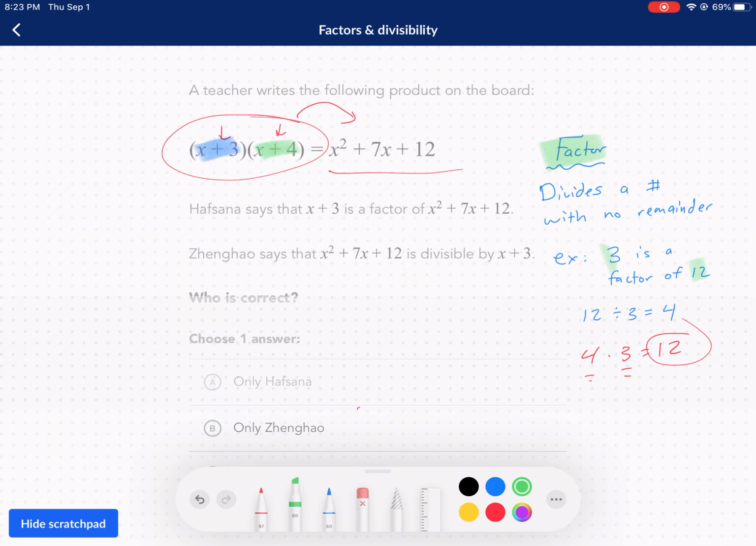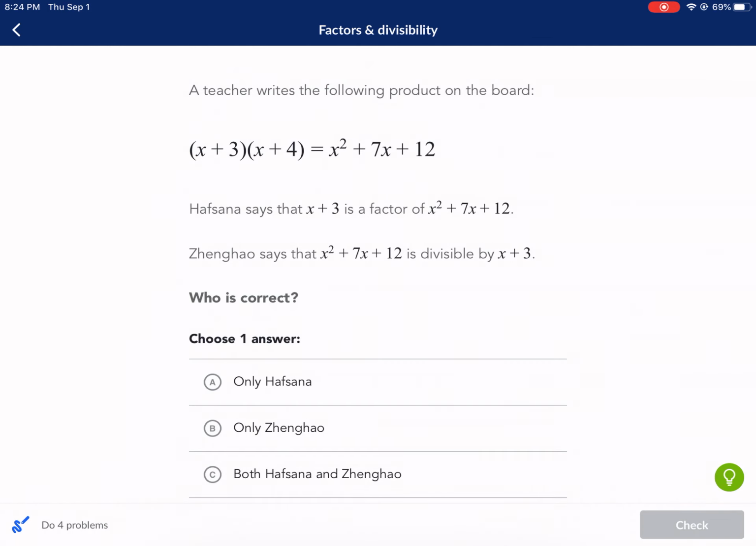So Hafsana says that x plus 3 is a factor of x squared plus 7x plus 12. He is correct, because we can multiply x plus 3 times something to get that bigger expression. That's what I was trying to iterate earlier. I wasn't able to say it so nobly. So this is correct. We're going to give this a green check mark. Boom. And then Zheng Hao says that x squared plus 7x plus 12 is divisible by x plus 3. Well, if you can multiply x plus 3 by something else to get that expression, then you can also divide it and not have a remainder. So both these individuals are correct. So we're going to put both, letter C.